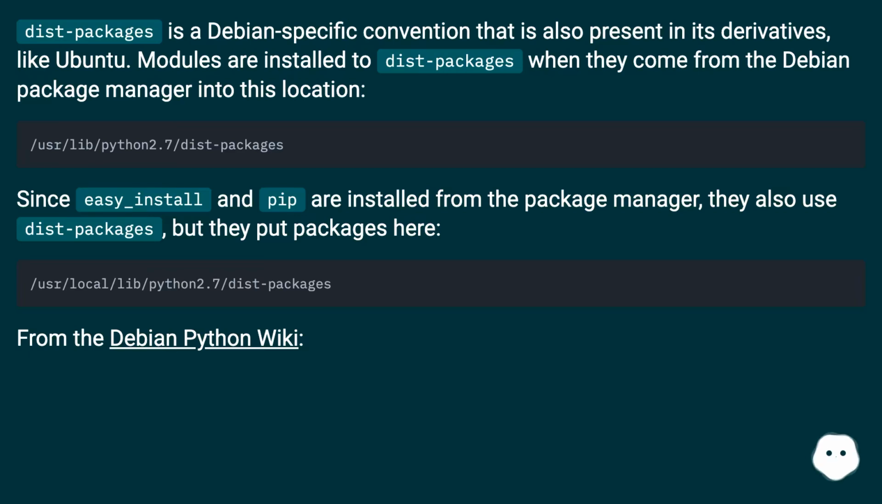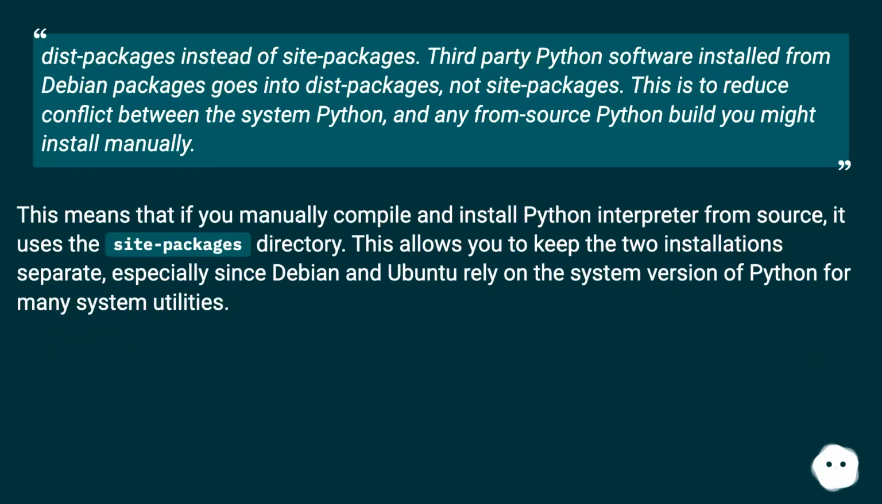From the Debian Python wiki: dist-packages instead of site-packages. Third-party Python software installed from Debian packages goes into dist-packages, not site-packages. This is to reduce conflict between the system Python and any from-source Python build you might install manually.